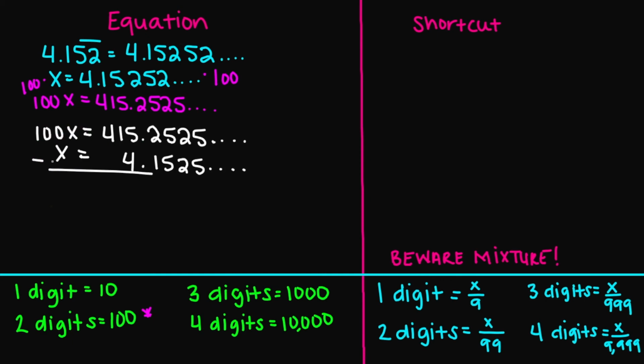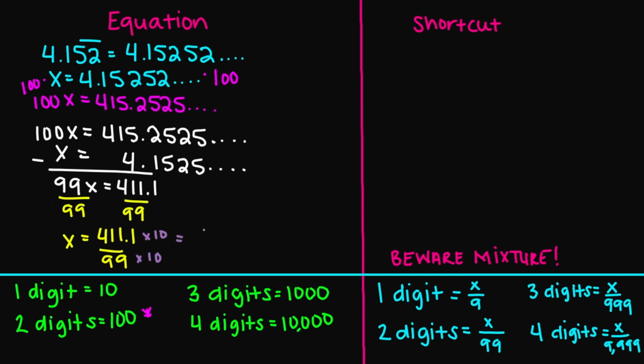Now we're going to subtract 100x minus 1x. This is going to be 99x. And then here on the right side, you're going to get 411.1. Now I'm going to divide both sides by 99. So you're going to get x equals 411.1 over 99. However, I do want to get rid of the decimal that's in my numerator. So this time I'm just going to multiply top and bottom by 10 to get rid of that decimal. So your numerator, you're going to get 4,111. And then your denominator, you're going to get 990.